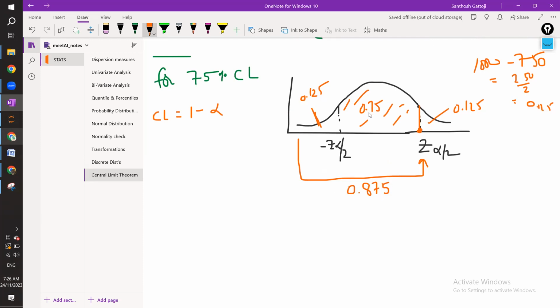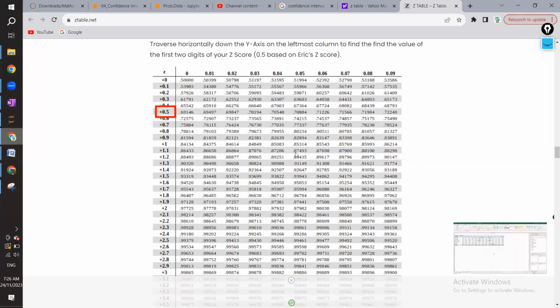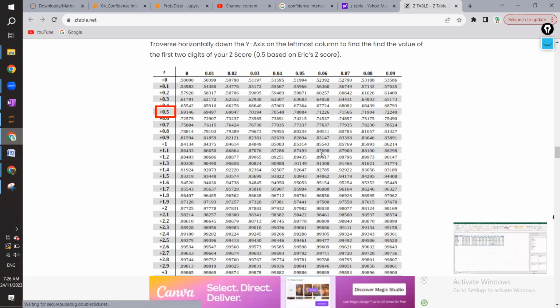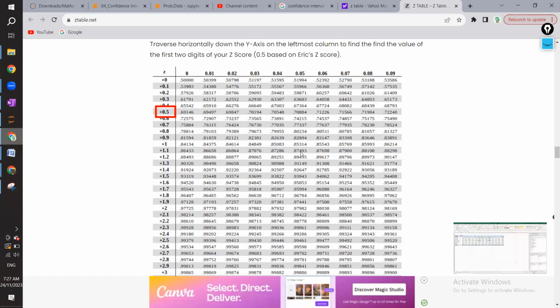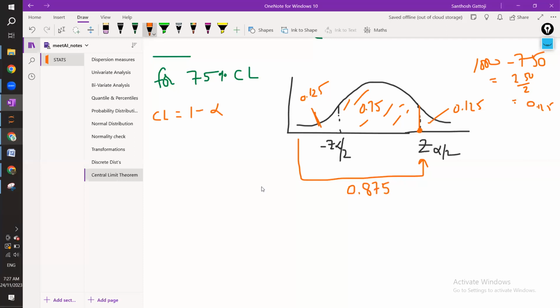Because from the confidence level, we will get the area. So we are saying, what is that value on the Z table which is covering 0.875 of area? If you know that value, obviously that is Z alpha by 2. Getting? So 0.875, 0.8749. You can consider this as 0.875. What is this? 1.1 plus 0.05.